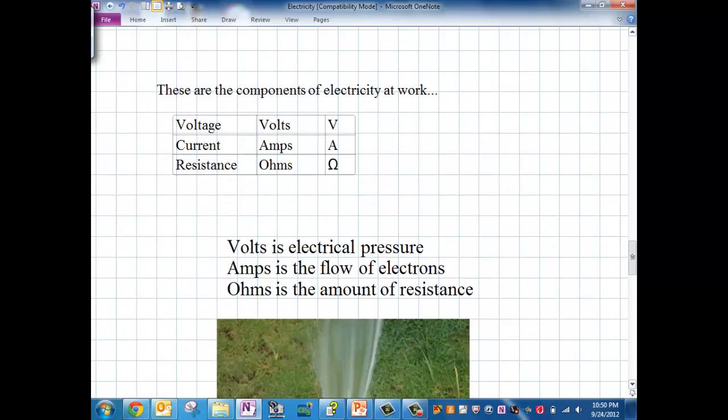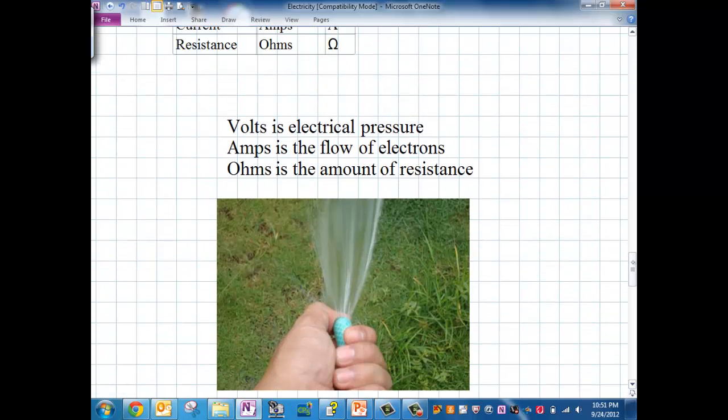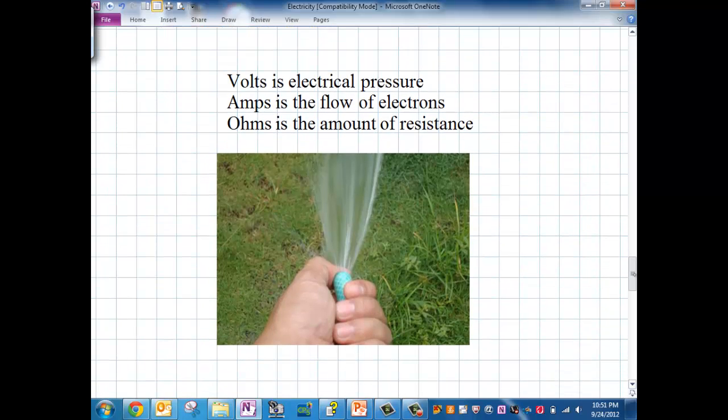To break it down a bit, this little picture here will help us understand what those 3 things are. Volts is pressure. Amps is the flow of electrons, how much is flowing through a system. And then ohms is the amount of resistance. In the image here, we have a garden hose with a thumb capping off the end of it. If you remember when you were a little kid and you had a garden hose in your hand, you put your thumb over the end, like so, the water would spray out a lot faster. So the thumb being over the end of the garden hose is the same thing as saying ohms or resistance.